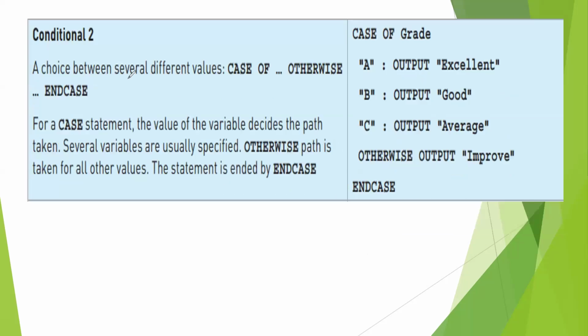Now, conditional two, a choice between several different values: CASE OF, OTHERWISE, and ENDCASE. CASE OF is the replacement of IF THEN ELSE. For a case statement, the value of the variable decides the path taken. Several values are specified. OTHERWISE path is taken for all other values. OTHERWISE is used in the replacement of ELSE. The statement is ended by ENDCASE. CASE is a keyword. OF is a keyword. Grade is a variable. Okay.